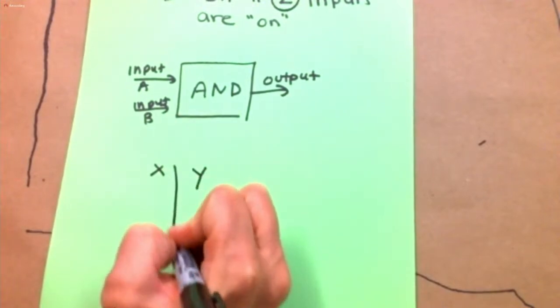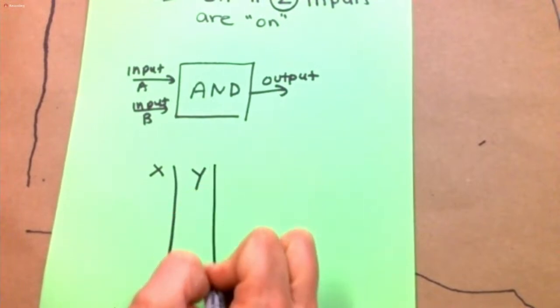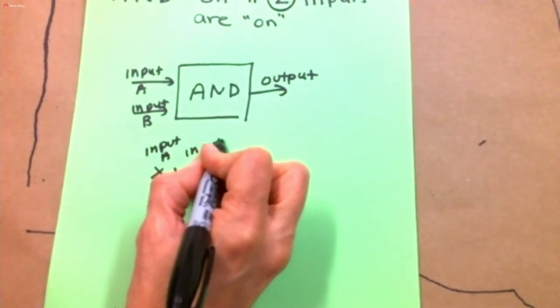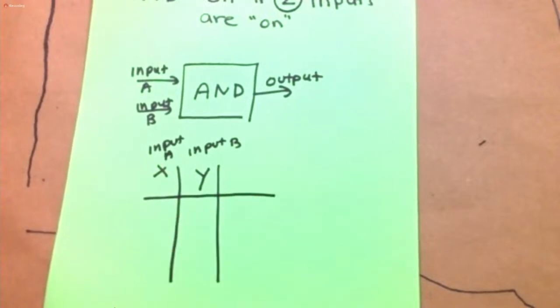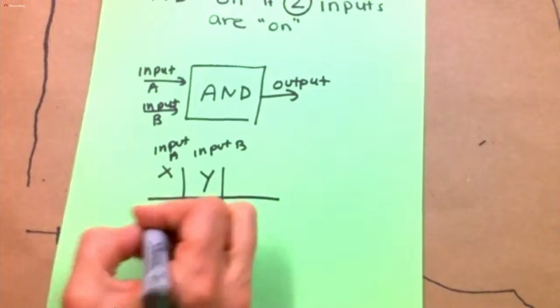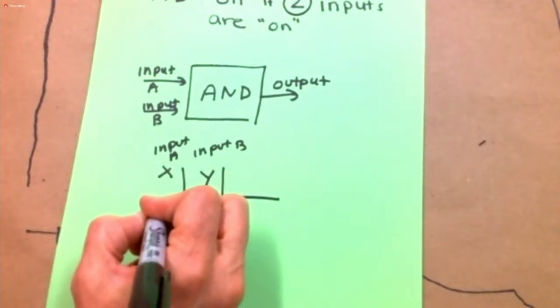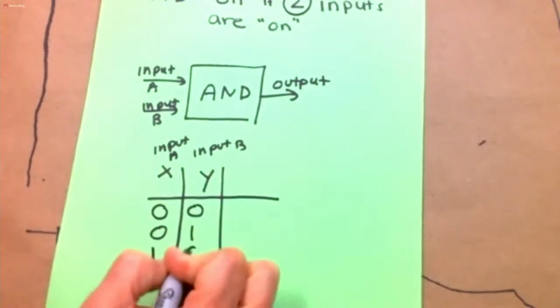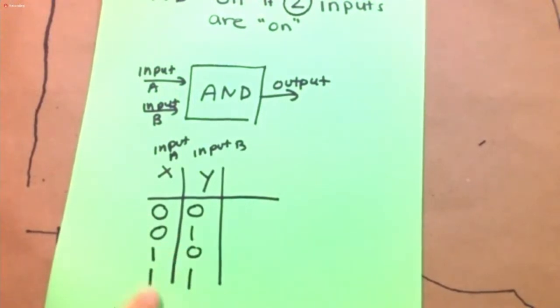First of all, I have two inputs, X and Y. This would be input A, and this would be input B. And then I have an output in the third row. Remember, Boolean can have only two states, 1 and 0, but I've got two separate inputs here. So actually I have 4 different possible combinations: 0,0; 0,1; 1,0; and 1,1. These are the 4 possible combinations for those inputs.